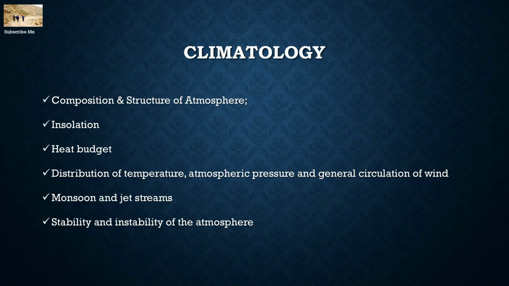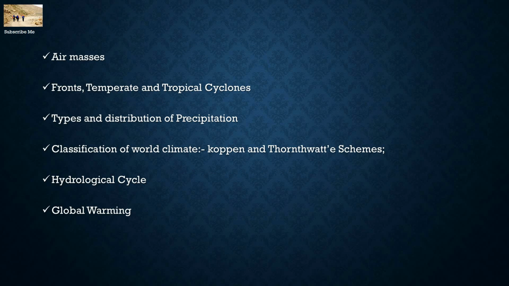In climatology, you have to study the structure and composition of the atmosphere, which includes insolation and heat budget. The complete heat budget is usually 100%, which studies the receiving, absorption, and reflection of solar insolation, along with the distribution of temperature, atmospheric pressure, and general circulation of wind, monsoon and jet streams, along with stability and instability of the atmosphere and the reasons for that. What are air masses, fronts, temperature, and tropical cyclones?